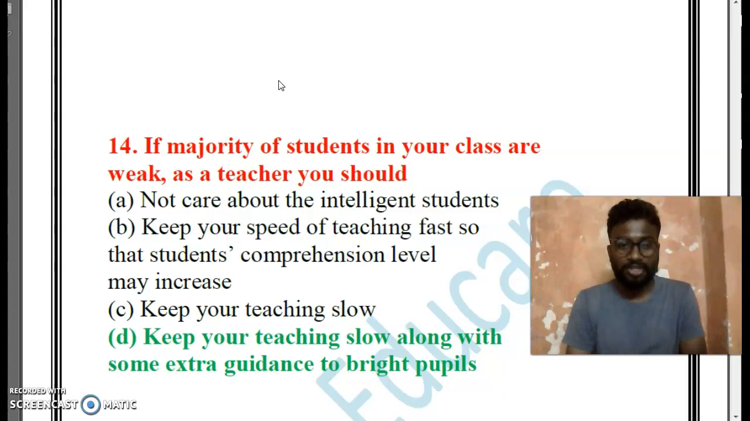If the majority of the students in your class are weak, as a teacher, what should you do? So the majority of the students are weak, so what do you do generally? What you have to do is take care of them. It doesn't mean you should not focus on the intelligent students. We have to teach slow, keeping our teaching slow along with some extra guidance to the bright people, yes.